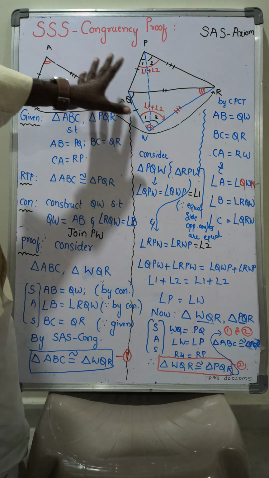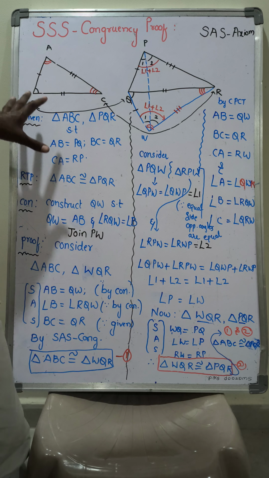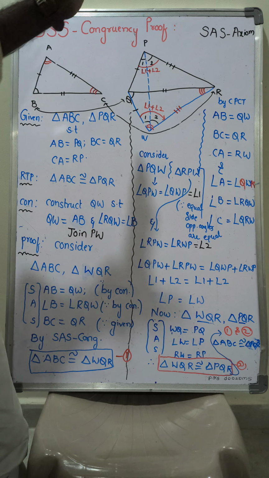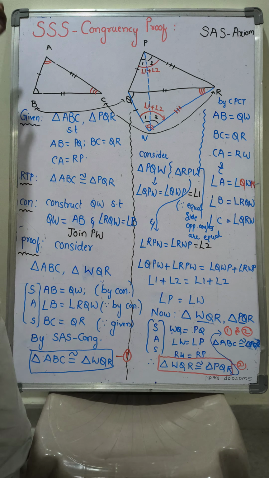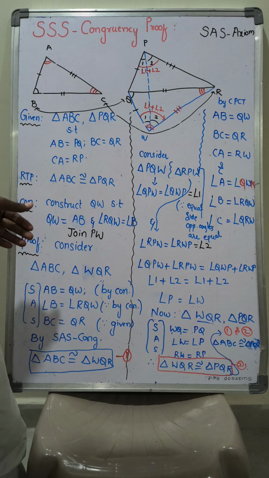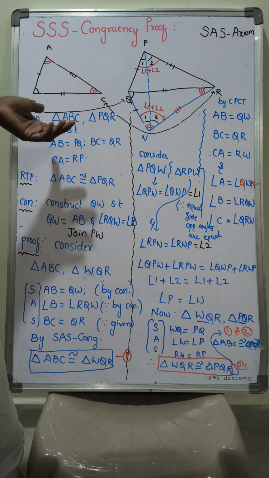It looks a little complex, but I don't think it is complex. The only thing is we must have the broad idea of what we are doing and why we are doing it. When you know what your target is, what your ultimate objective is, what exactly you want to prove and in what way we need to prove it, then things are going to become easy. So this is the proof for SSS congruency.